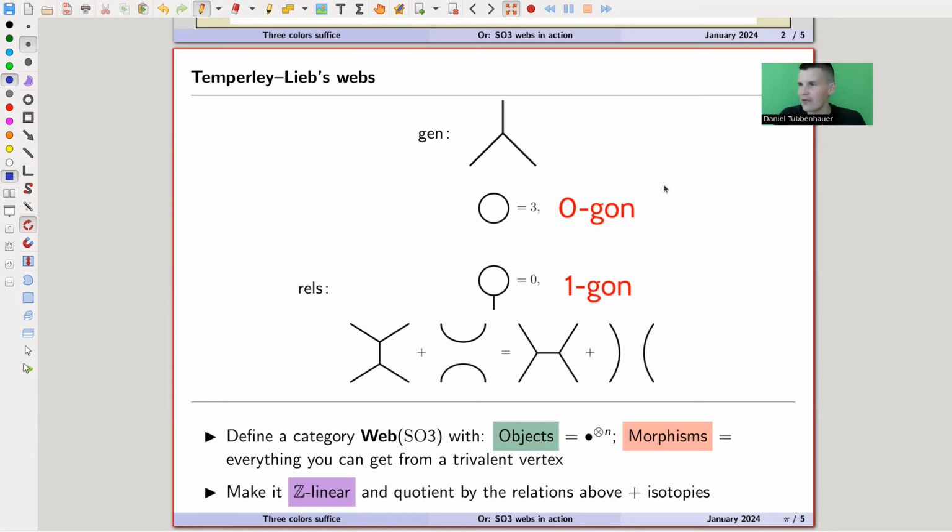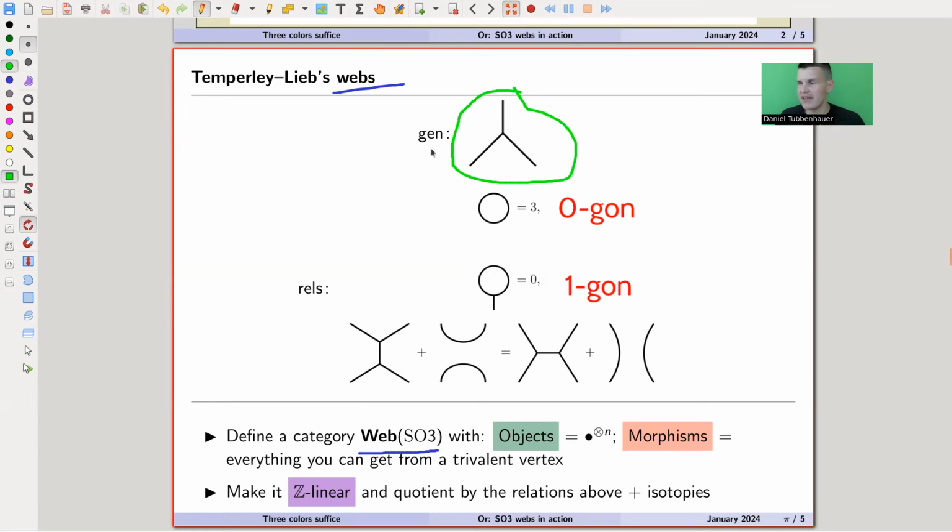Anyway, so we do the following. I'm defining for you a category, and that's just whatever it is. A category here just means a black box, just some notion that I'm going to use. And I call it Web. Web stands for webs. And we'll see later what SO3 is. And it has just one generator, namely a trivalent vertex.